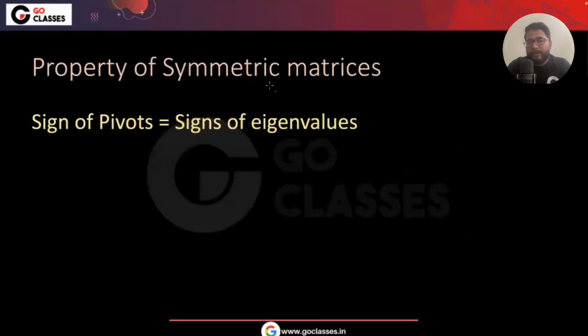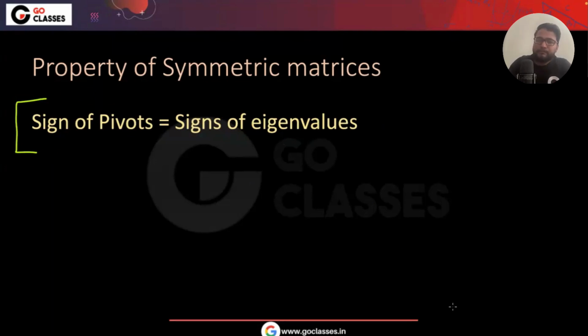Okay. So actually, there is one property of the symmetric matrices. We are not going to prove it. I mean, we can prove it, but that's not required. So the property is that the sign of the pivots in symmetric matrices and the sign of the eigenvalues are the same. Which means that if we can convert the matrix to an equivalent reduced form, and from that form we know the sign of the pivots, then we know the sign of the eigenvalues.